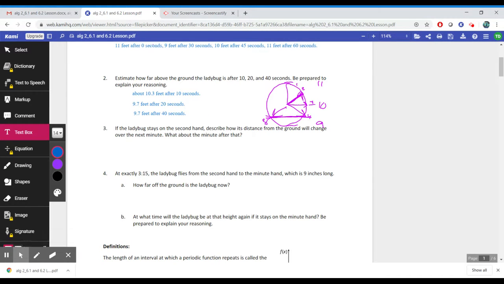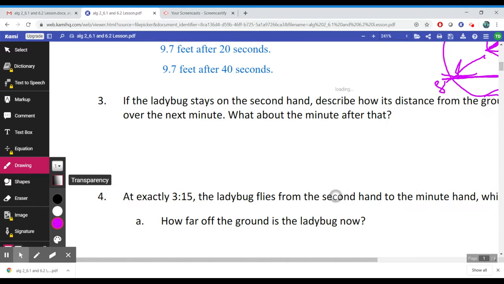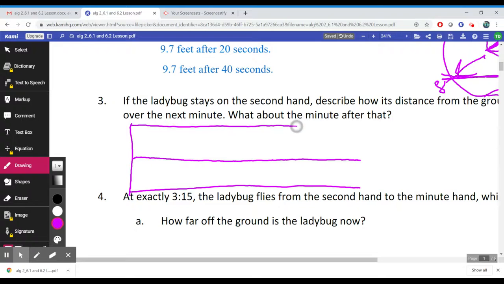So next up, we're going to take a look at number 3. That one says, if the ladybug stays on the second hand, describe how its distance from the ground will change over the next minute. What about the minute after that? So we can imagine, let me see if I can draw a little graph here that'll make this concept a little more clear. We can imagine that 11 feet is the ladybug's starting point, right? So I'm going to draw this nice little graph here. I'm going to call this top part 11 feet off the ground, the middle one 10 feet off the ground, and the bottom one 9 feet off the ground.